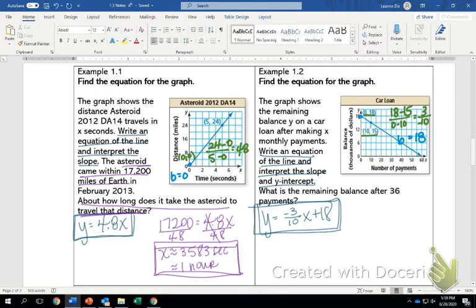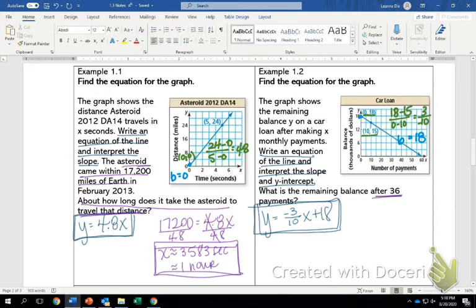And I am slowly paying it off, and 3 over 10 is the same thing as 30%, right? That's 0.3. So I could say that my b, or my y-intercept, is the starting value of the car being $18,000. And my slope, m, negative 3 over 10, is I'm paying 30% of it each month or by each payment.